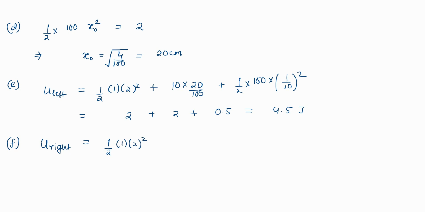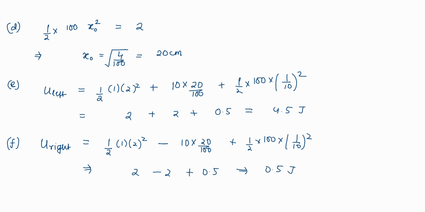Now this time, when the block is moving towards the right and the applied force is directed towards the left, the work done by the applied force in the displacement of 20 centimeter on the other side will be negative, and then we have the initial energy which is stored in the spring, that is half k x square. So over here we write it as 2 minus 2 plus 0.5, and it is turning out to be 0.5 joule.